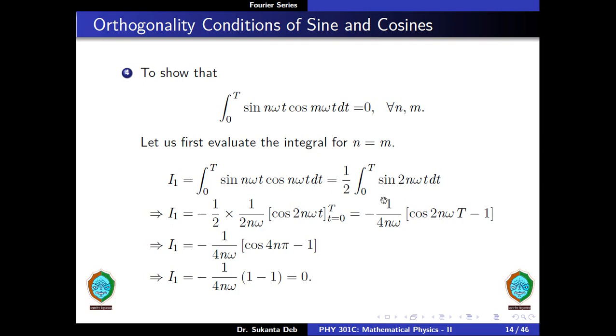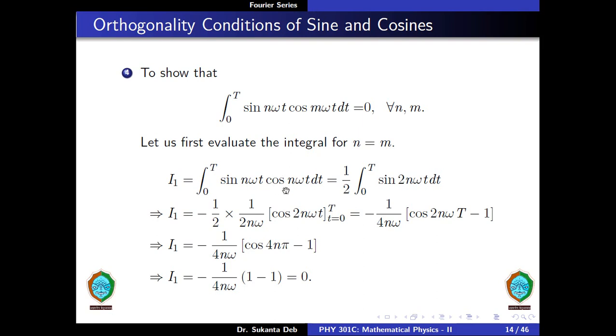Now let us prove the last orthogonality condition. It says that the integral from 0 to capital T of sine of n omega t cos of m omega t dt is equal to 0 for all n. So now let us first evaluate the integral for the case n is equal to m.